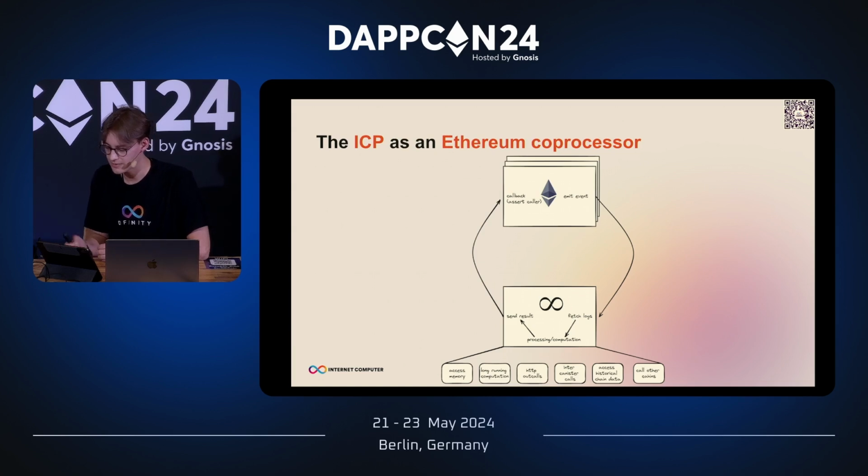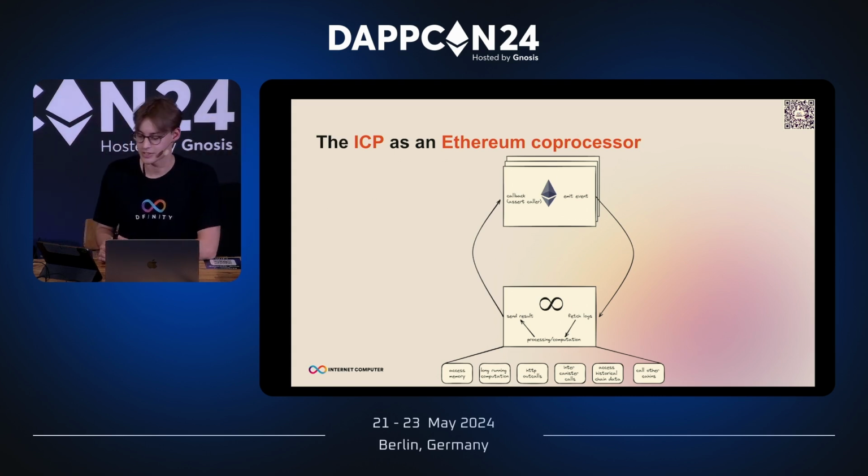So now that we have the theoretical knowledge we need, let's talk about what we want to build. And the project we are building today boils down to building a co-processor for Ethereum. So as you know, Ethereum smart contracts are pretty constrained computing environments, and co-processors enable us to extend the capabilities of Ethereum by offloading specific tasks to a more powerful environment. And in that case, that more powerful environment is the Internet Computer.